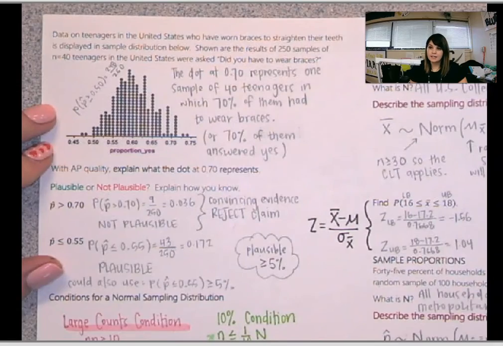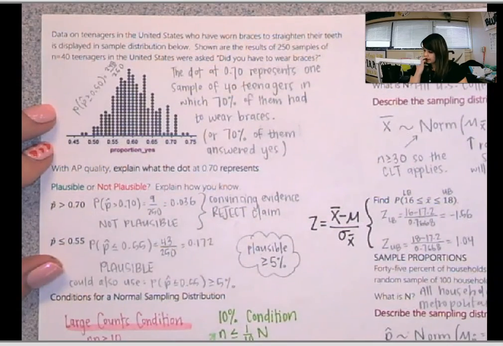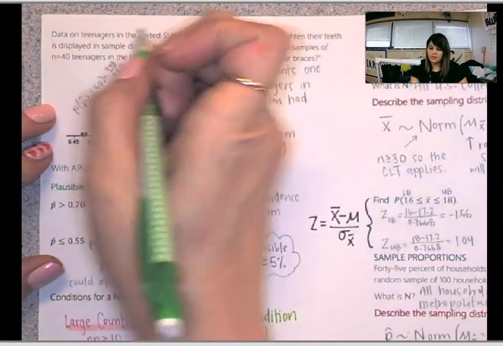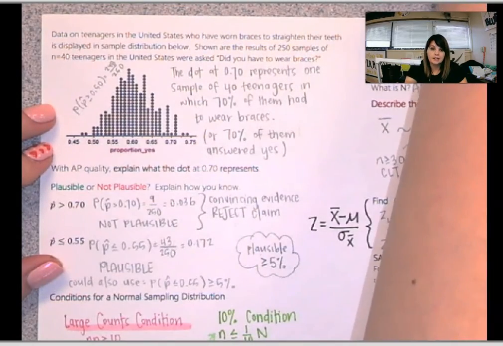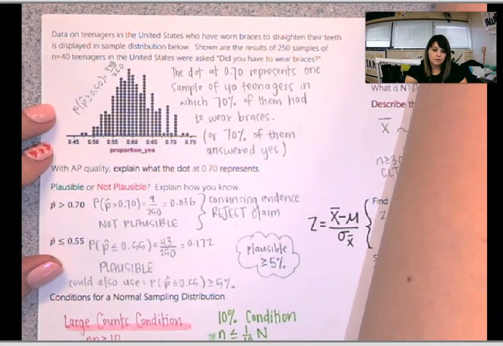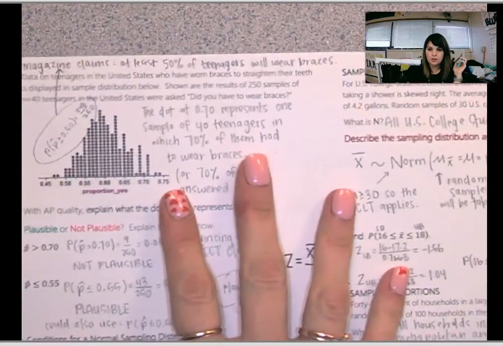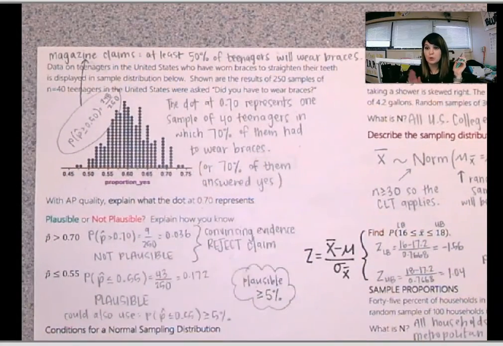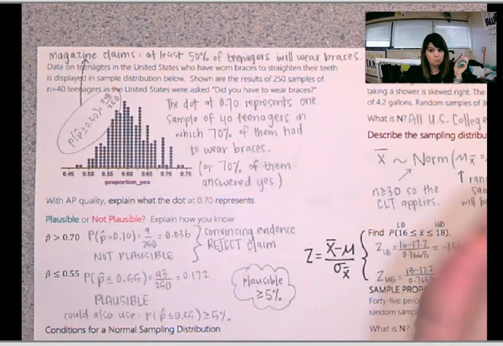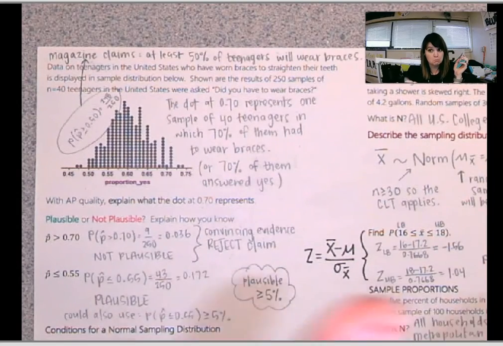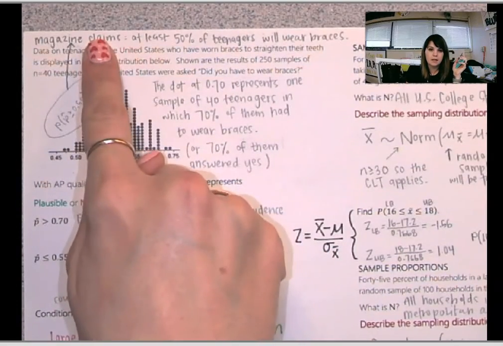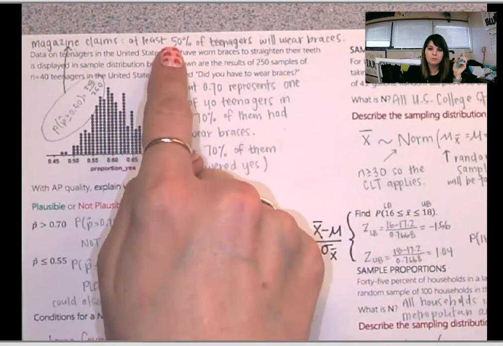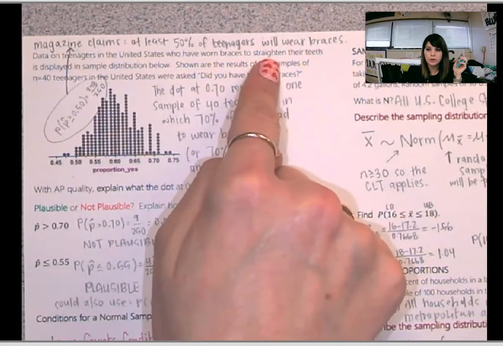A magazine claims. So actually, I'm going to write that in up here. So I'll pause, I'm going to write it in, and then I'm going to come back. Okay, I'm back. If you're watching this video and you add this in, I believe you will be rewarded on your test. So, here's the claim. A magazine claims at least 50% of teenagers will wear braces.